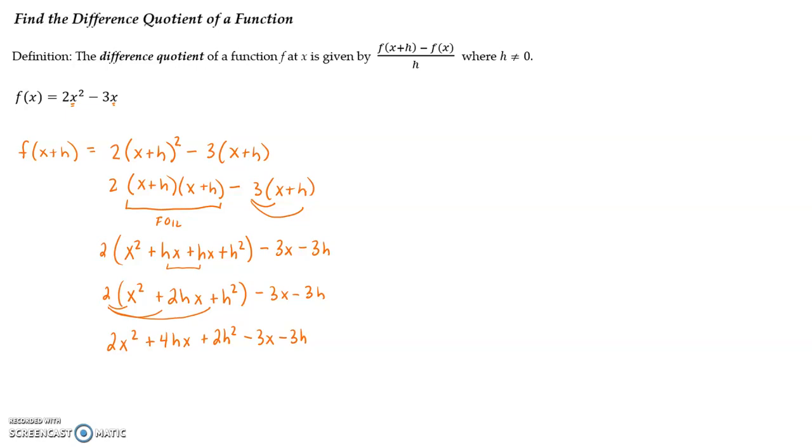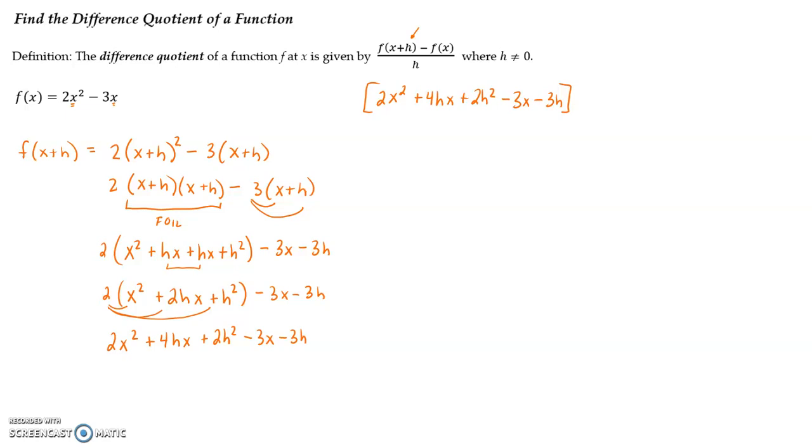Now, we don't have any terms that are alike at this point, but we've calculated this f of x plus h piece. So let's go back up to our difference quotient, and we're actually going to put this series of 5 terms in for this piece in our problem. So we've got 2x squared plus 4hx plus 2h squared minus 3x minus 3h. Right? This is all of our first part. I'm going to go ahead and put this inside brackets for right now.